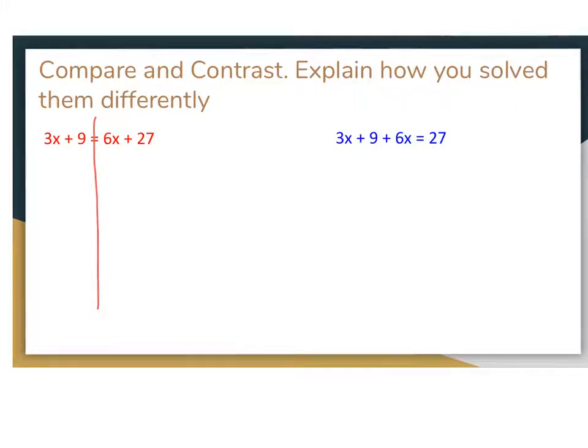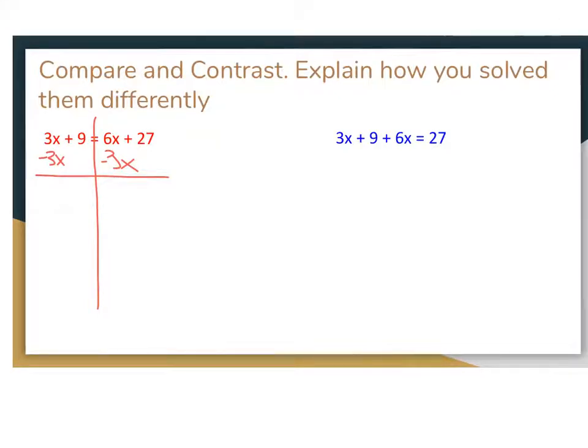Our first step would be to subtract the 3x over on both sides. And remember, the golden rule of algebra is whatever you do to one side, you do to the other side. And the reason I move the 3x instead of the 6x is that it allows me to keep the x with a positive coefficient, so I don't have to worry about negative coefficients.